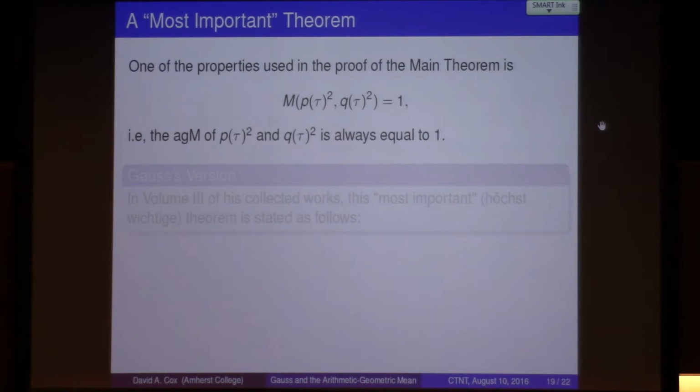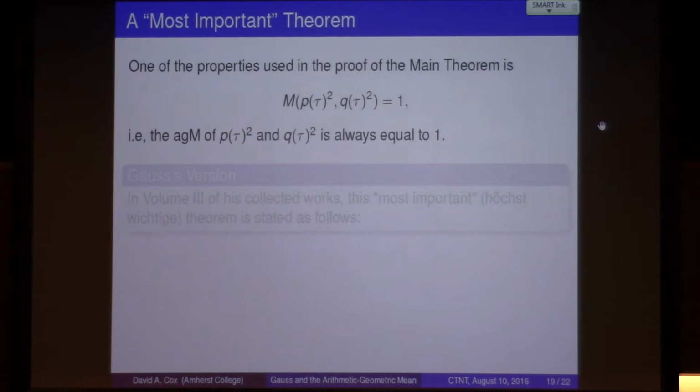Now, one of the things that we used in our proof of the main theorem was this fact about, when you take these theta functions, their arithmetic-geometric mean is always equal to 1. And when we did that and were sort of clever with it, we were able to actually get an approach to the whole thing.